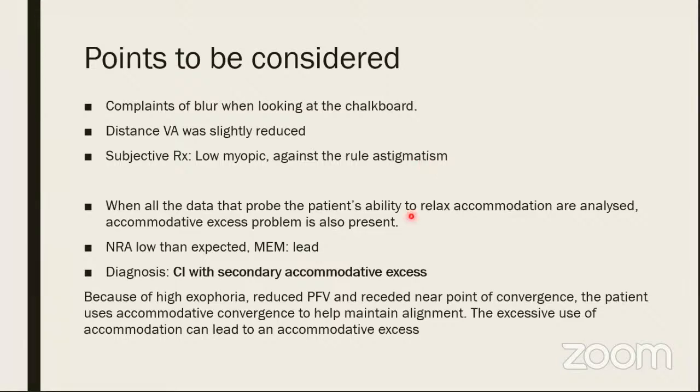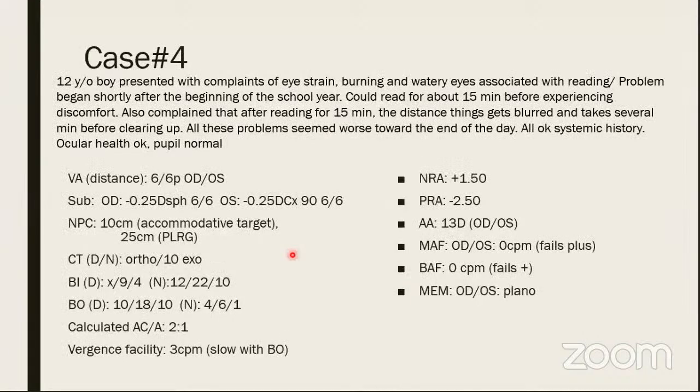Okay, so because of the high exophoria, reduced positive fusional vergences and a receded near point of convergence, the patient is using high accommodative convergence to help maintain alignment, and this excessive use has led the patient to accommodative excess. Sometimes convergence insufficiency is associated with accommodative excess, sometimes convergence insufficiency is alone, and sometimes pseudo convergence insufficiency. So these are straightforward cases of convergent insufficiency, but when the patient is complaining of symptoms, we have to also look into what issues are going on.